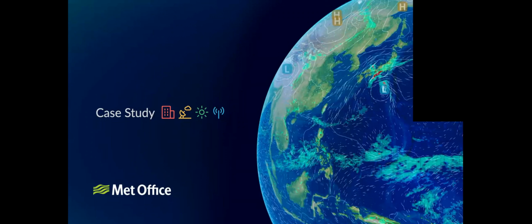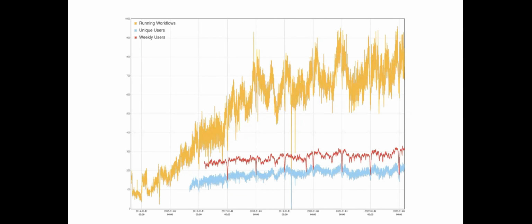So now we'll take a quick look at how the Met Office uses Cylc as a case study. Cylc has been used for research since 2012, and it's been used in production since 2014. This graph shows the trend of research usage from 2014 onwards. The yellow line is the number of simultaneously running workflows, and the blue line is the number of unique user accounts that are running those workflows.